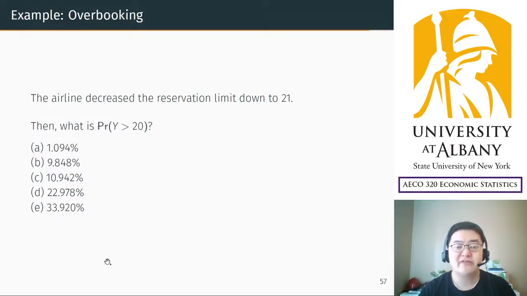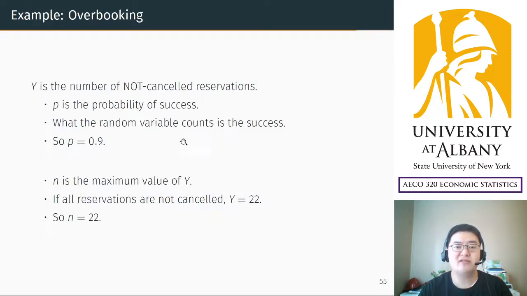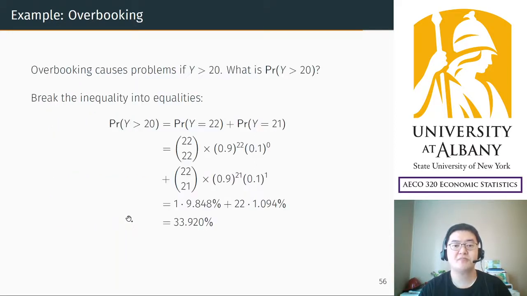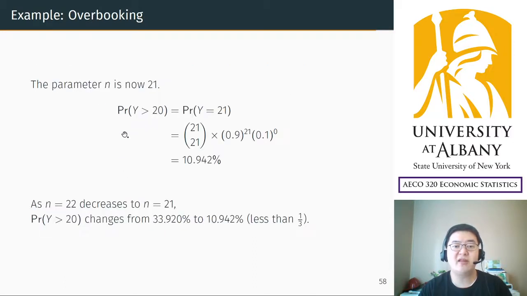So in the previous video, we learned how to calculate a probability defined by an inequality like this, and we consider n equals 21. Previously the parameter was 22 and 0.9, but now n becomes 21 because it's the number of reservations you accept. Then the probability of greater than 20 is simply one value, 21, right?